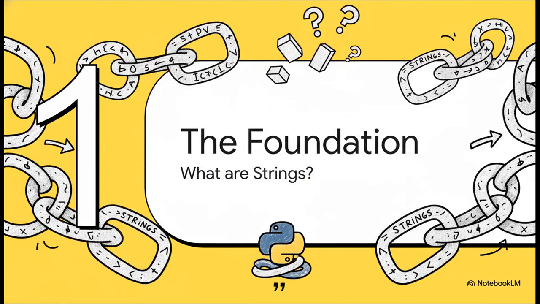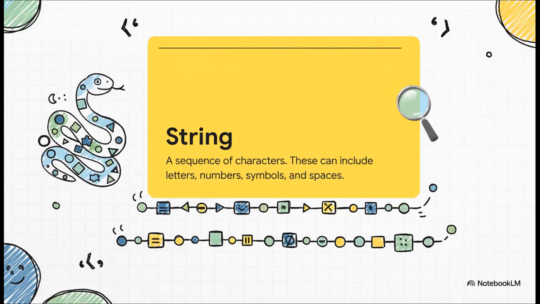So let's start right at the beginning. Let's make sure we're all on the same page. What is a string really, and how do we even create one? Well, at its core, a string is just a sequence of characters. That can be letters, numbers, symbols, even empty spaces. So you could have a variable for a name, like Vishal, or a whole sentence like Python is powerful. It really is that straightforward.